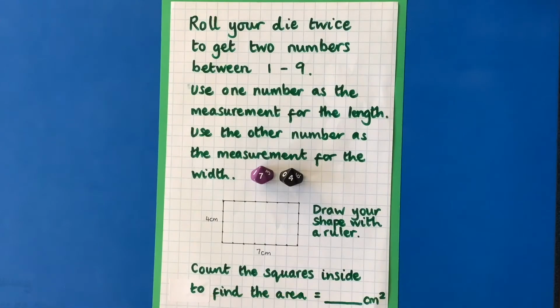This is your green challenge, Year 4, and you need 2 dice. If you've just got 1 to 6 dice, that's fine. If you haven't got any dice, you could make some number cards and put the numbers on to turn over to get your 2 numbers. But you need to roll your die twice to get 2 numbers between 1 to 9, and then use 1 number as the measurement for the length and use the other number as the measurement for the width. And then you're going to draw your shape with your ruler.